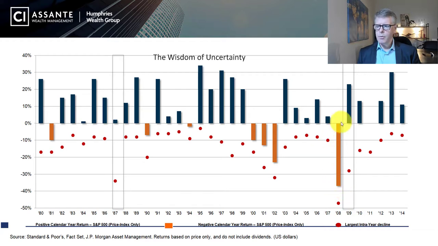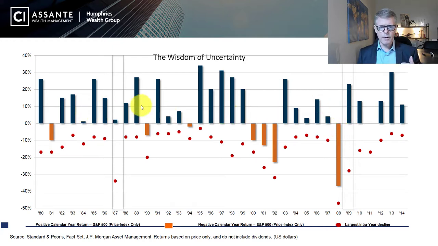But what we saw happen was some pretty strong recovery after that point. Now, 2009 was very difficult because the first part of 2009, we had a continuation of that negative drawdown in the stock market. But after that, things began to stabilize and get a lot better.